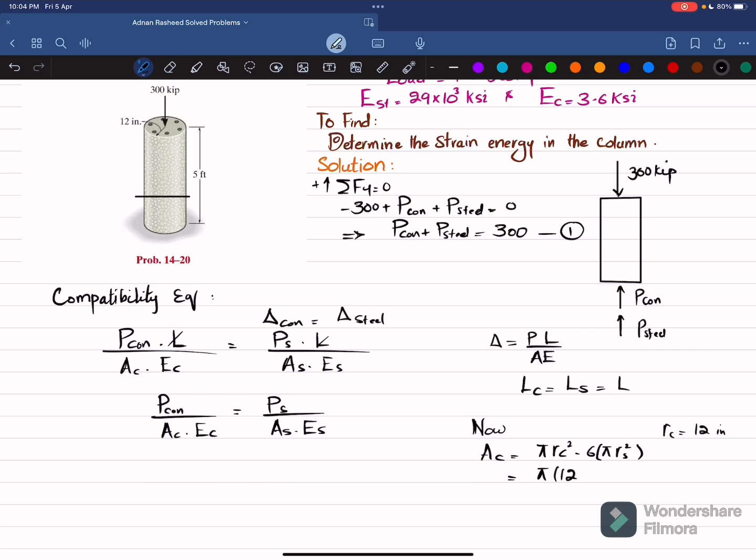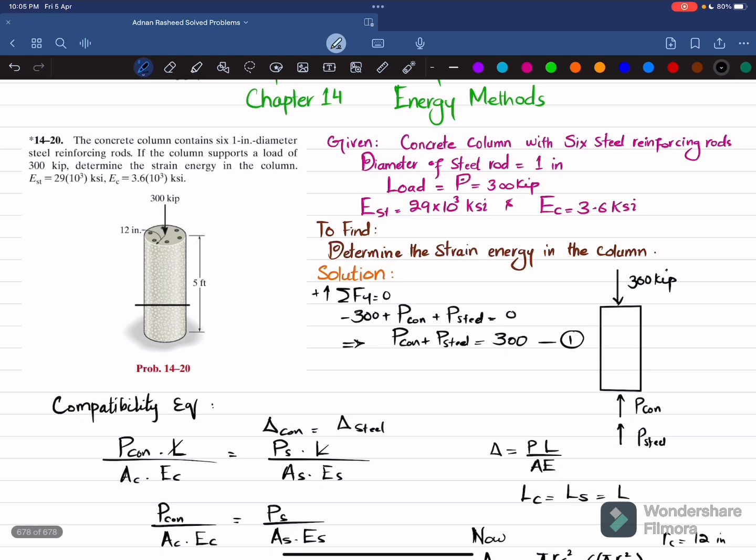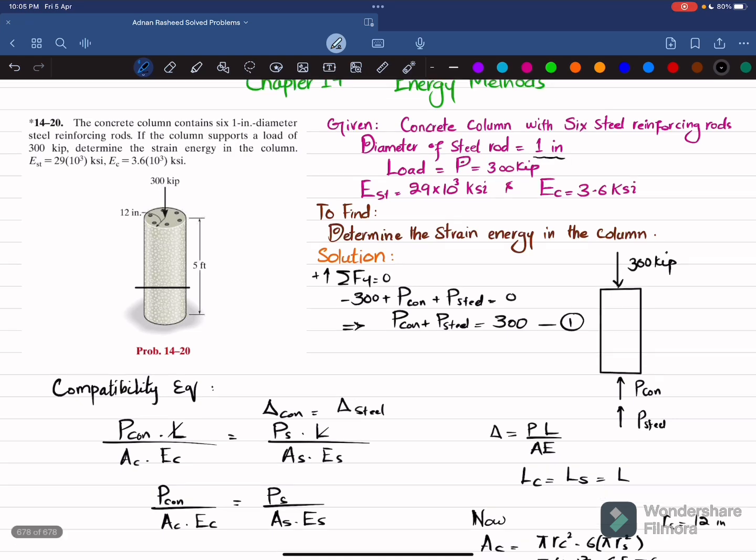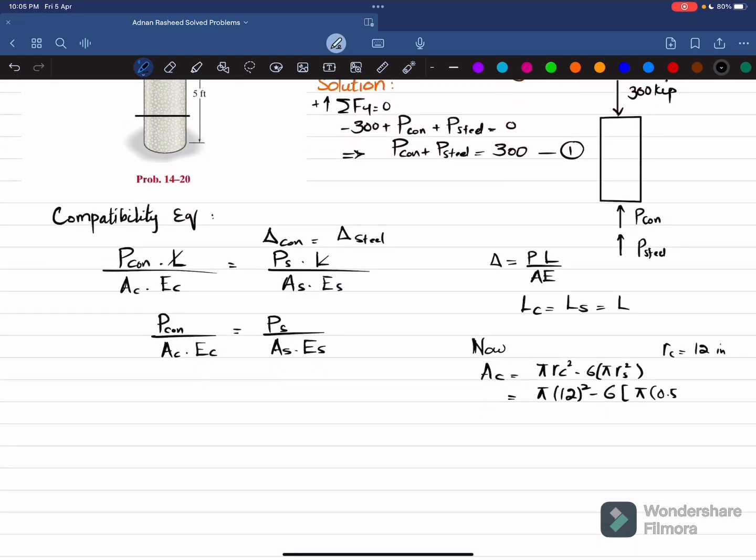So pi 12 square minus 6 times pi. The diameter of the steel rod is given as 1 inch, so the radius will be 0.5. So 0.5 square. This is the area of concrete.